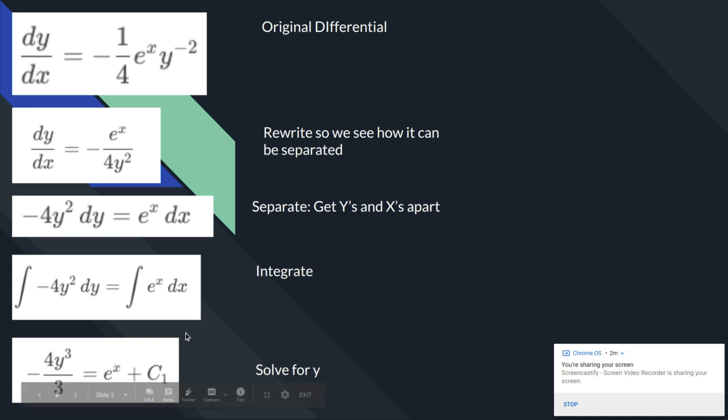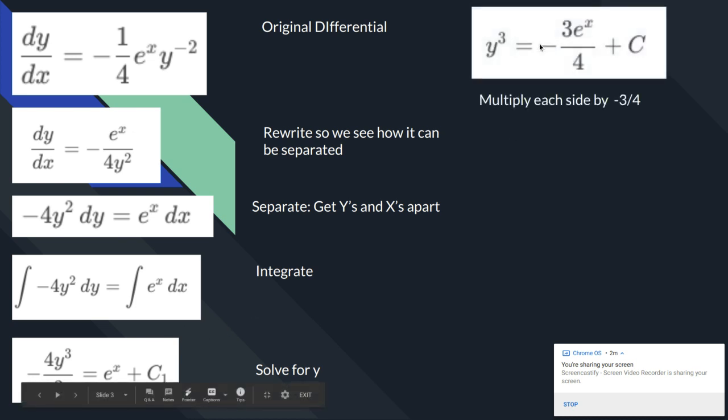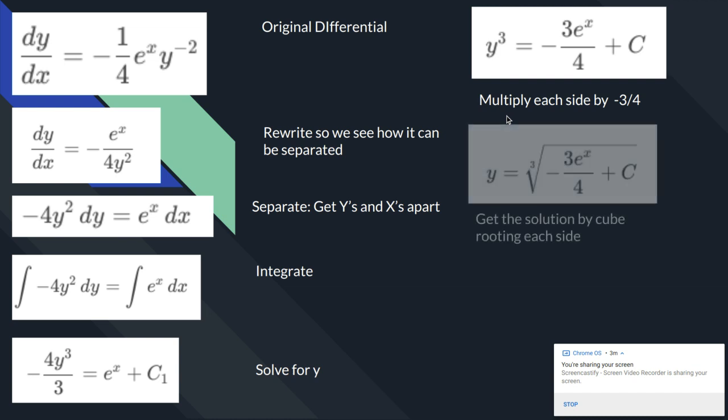Now we're going to get y by itself. So we'll multiply by the reciprocal. So we had negative 4/3 over here. We're multiplying each side by negative 3/4. So this e to the x is now negative 3/4 e to the x. We took the constant and multiplied it by negative 3/4 as well, but that's just still some other random constant. All right, so we're still looking to get this y by itself. So we'll take the cube root of each side. And now we've got y equals the cube root of this mess right here.